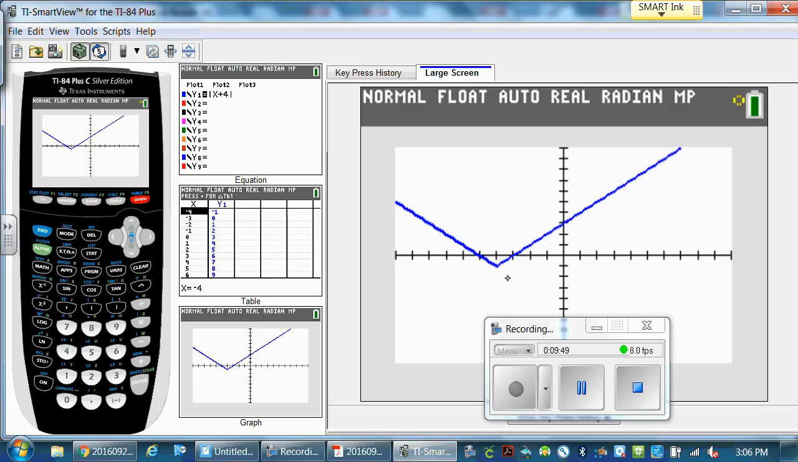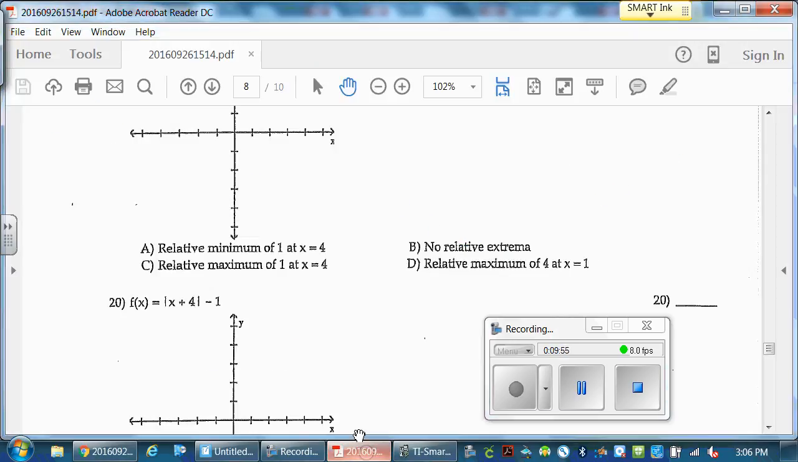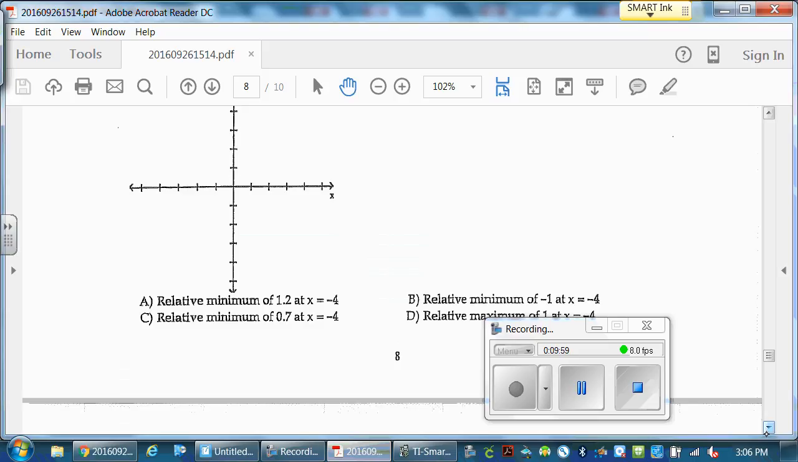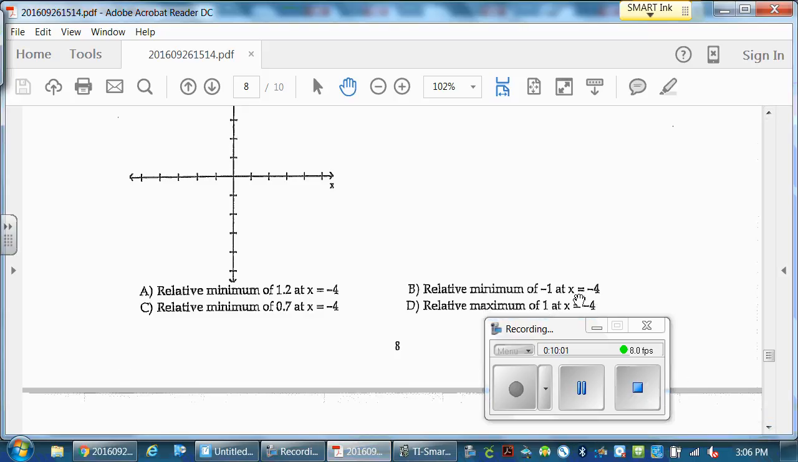There is a minimum value of -1 when x is -4. You can do the minimum if you need to. So my answer is there's a minimum value of -1. It's probably at x equals negative 4. I wonder if it's negative 1. Yeah, it wouldn't be 1.2. So negative 1 at x equals negative 4. So that's B.